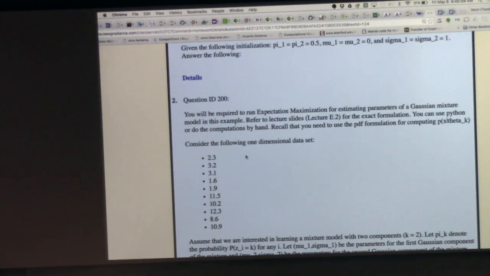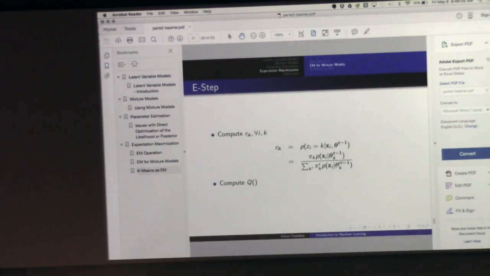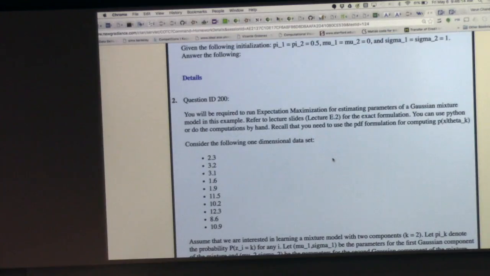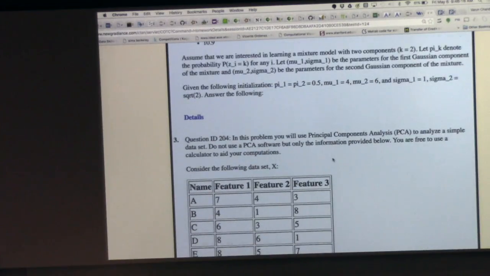So you need to know how to compute the PDF of a Gaussian distribution, because that is what you will use here, right? The P is just the PDF of x, or the probability of x given one of the distributions, which are assumed to be Gaussian, and that's it. That's what you do.